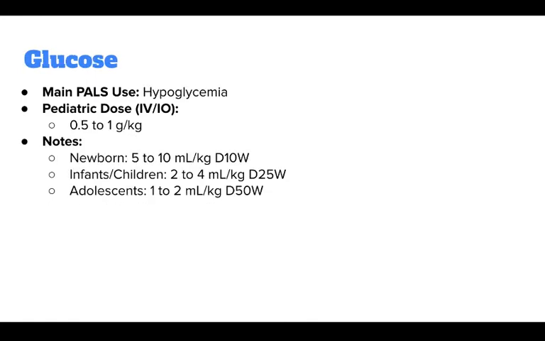For glucose, the main PALS use is for hypoglycemia. The pediatric dose is 0.5 to 1 gram per kilogram. For newborns, it would be 5 to 10 milliliters per kilogram with D10W. For infants and children, 2 to 4 milliliters per kilogram with D25W. And for adolescents, 1 to 2 milliliters per kilogram with D50W.